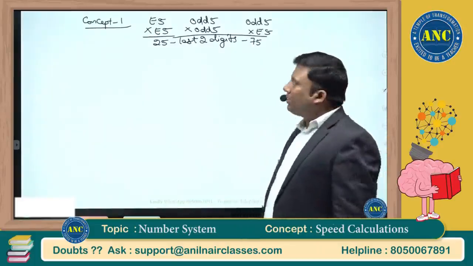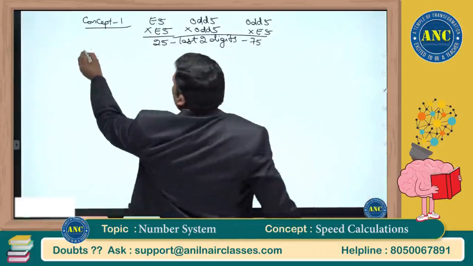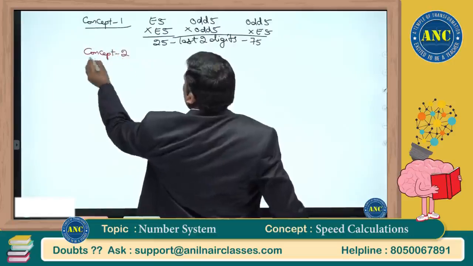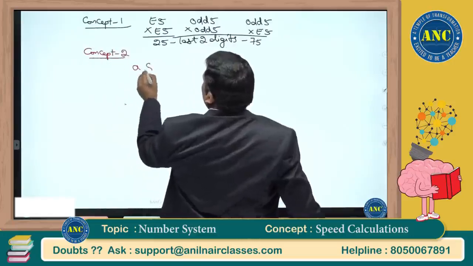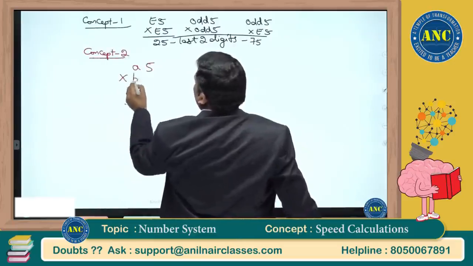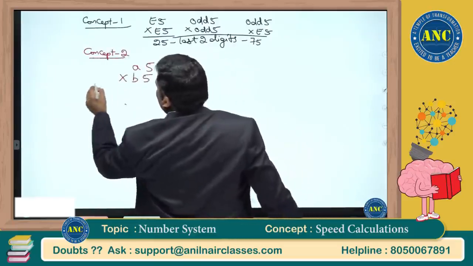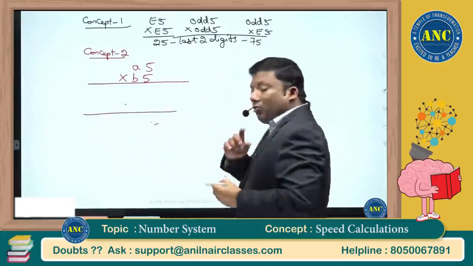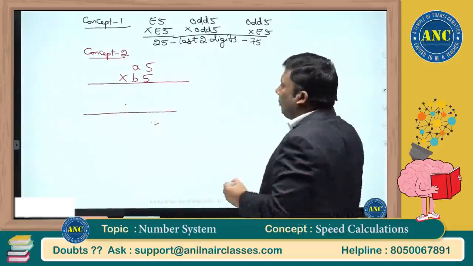Concept 2. Suppose A5 into B5. We just discussed the last two digits of a number, but how to determine the entire number?